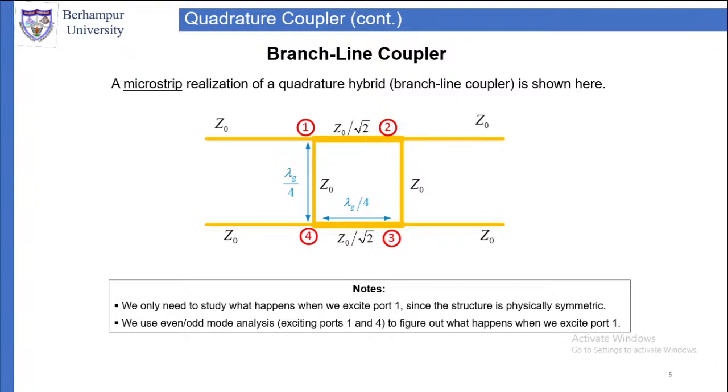Why will they be equal? Because at point 2, we have two transmission lines at the junction, each having characteristic impedance Z0. So the same amount of power will go to point 2 and point 3. So that gives you the working of the branch line coupler.